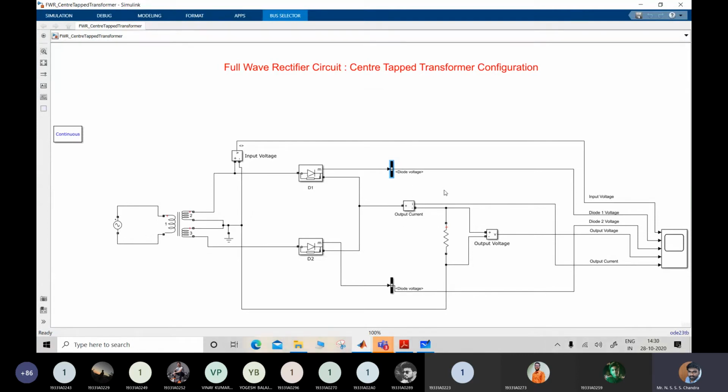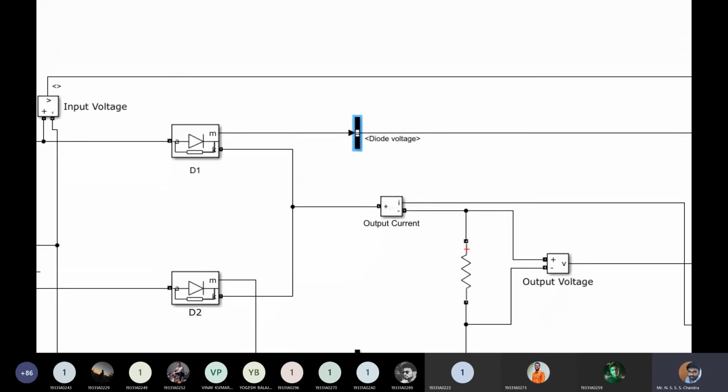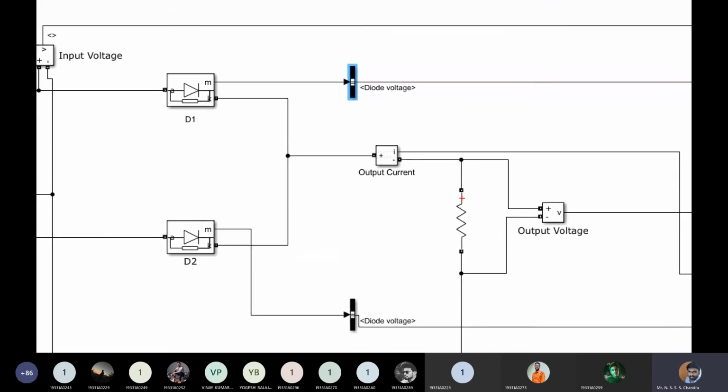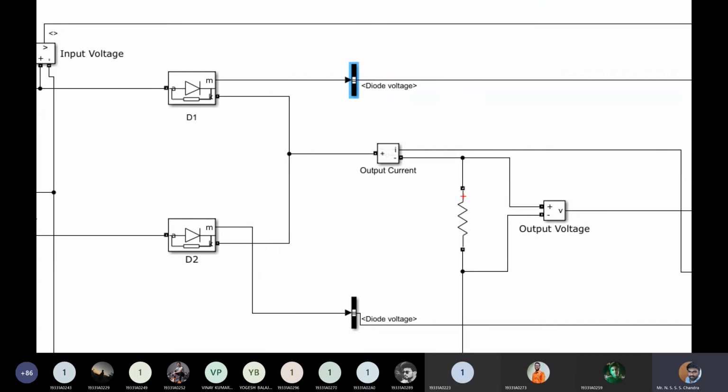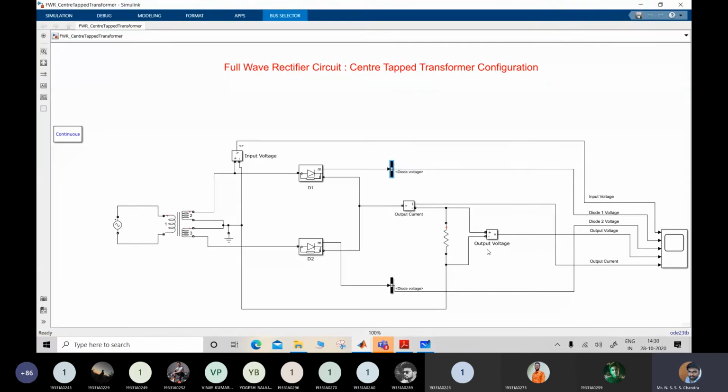So I'm connecting this in series with the load resistor. Across the load resistor I want to measure the output voltage, and you know the voltmeter will be connected in parallel. So I connected the voltage measurement unit in parallel to the load resistor. That's it, your connections are over.